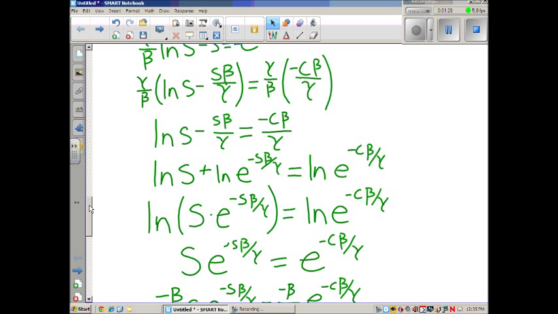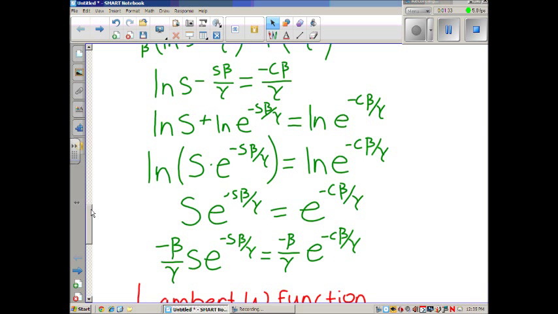From there, we have our logarithmic rules that know that natural log of e is the same thing as 1. So we can do natural log of S plus natural log of e to the negative S beta over gamma equals natural log of e to the negative C beta over gamma.